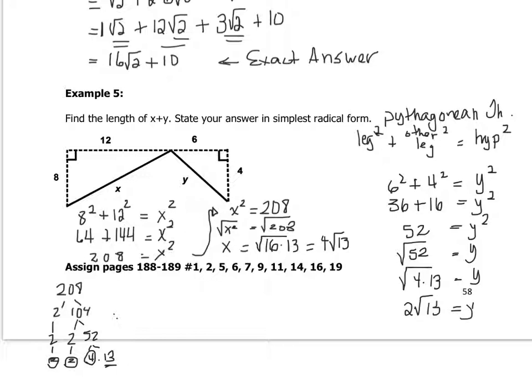So therefore, if we put these two things together now, x plus y would equal 4 root 13 plus 2 root 13, which are simplified radicals, like radicals, both have root 13, so that becomes 6 root 13. That is a simplified answer for the length of x plus y, whatever the units are. We weren't given the units, so we'll just say units. And the same thing, I guess, with the other two. I should have put units up there as well.